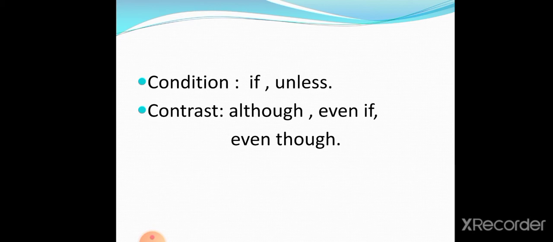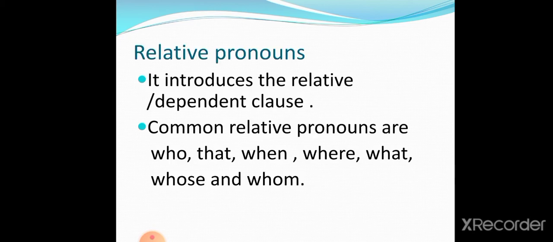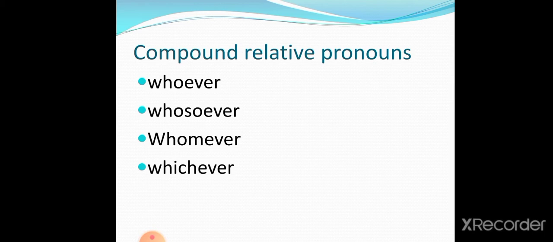Now let us discuss what are the relative pronouns. It introduces the relative or dependent clause. Common relative pronouns are who, that, when, where, what, whose, and whom. Another kind of relative pronoun are the compound relative pronouns such as whoever, whosoever, whomever, and whichever. So all these conjunctions and relative pronouns are used to join the independent clause with the dependent clause to make the complex sentences.